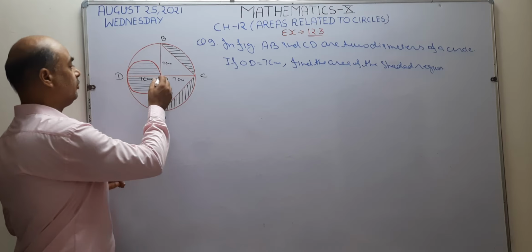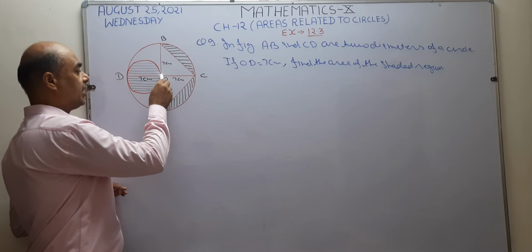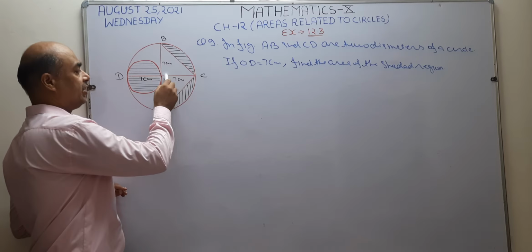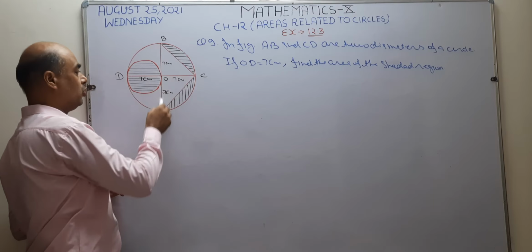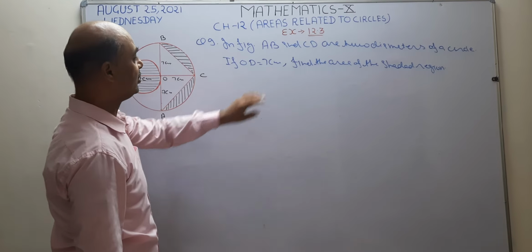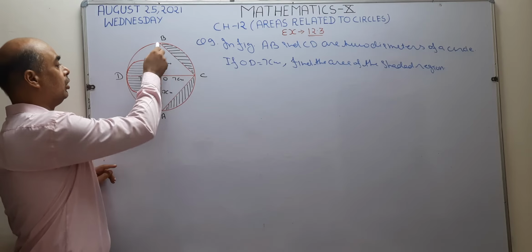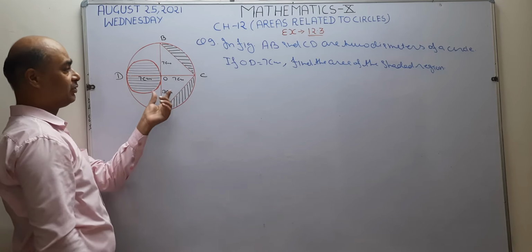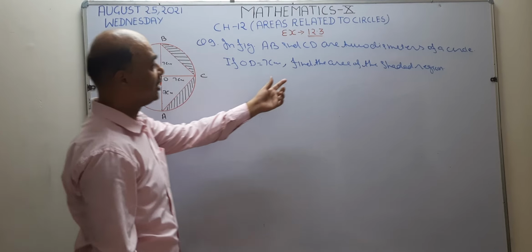Since this line is passing through the center, as you know, from the center to the circumference, this distance is known as the radius. So OC, OB, OA and OD, all are radii of the circle. And OD is given as 7 centimeter. If OD is 7, then OB, OC and OD all become 7 centimeter. Find the area of the shaded region.